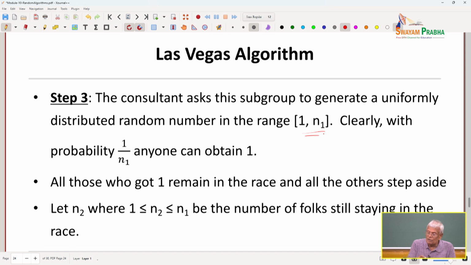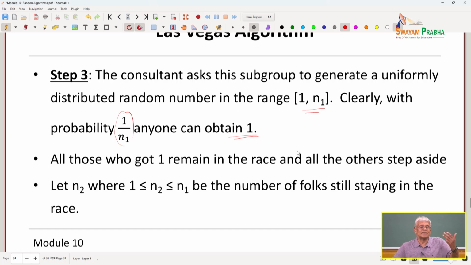Now, clearly, every number in between 1 and n1 can be obtained with the same probability. Therefore, anyone can obtain 1 with a probability of 1 over n1. So now he says in the second round, all those n1 people press the button, see whether you get 1. If you get 1, you remain in the game. All the others, please step aside. Let n2, where n2 is greater than or equal to 1 and less than or equal to n1, be the number of folks still staying in the race.